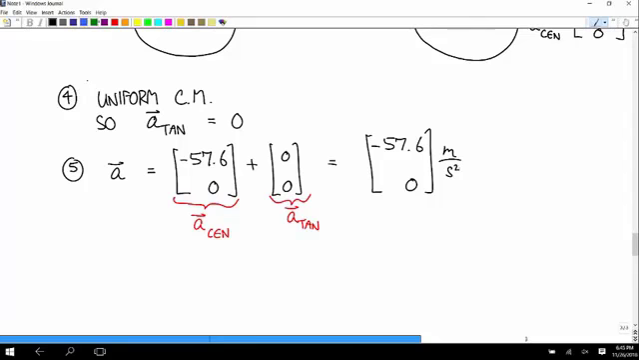And by the way, this is what the question asked for part A. So that's the answer. The acceleration vector for the pilot is negative 57.60, or if you just want a magnitude for the acceleration, it's 57.6 meters per second squared.